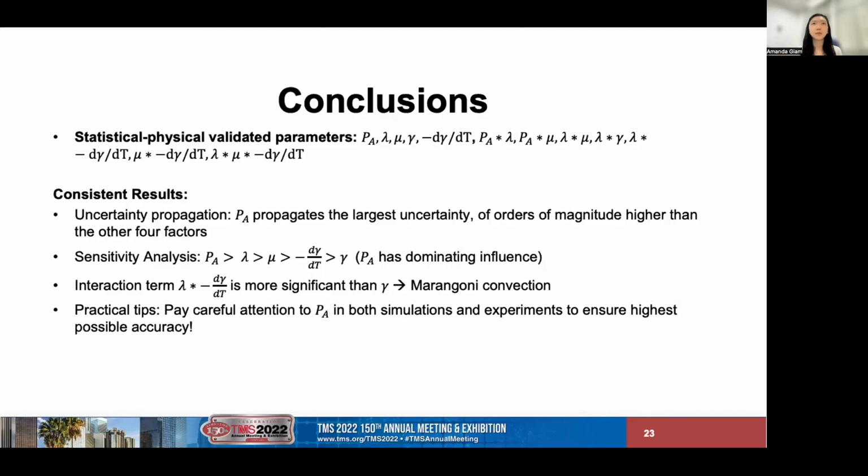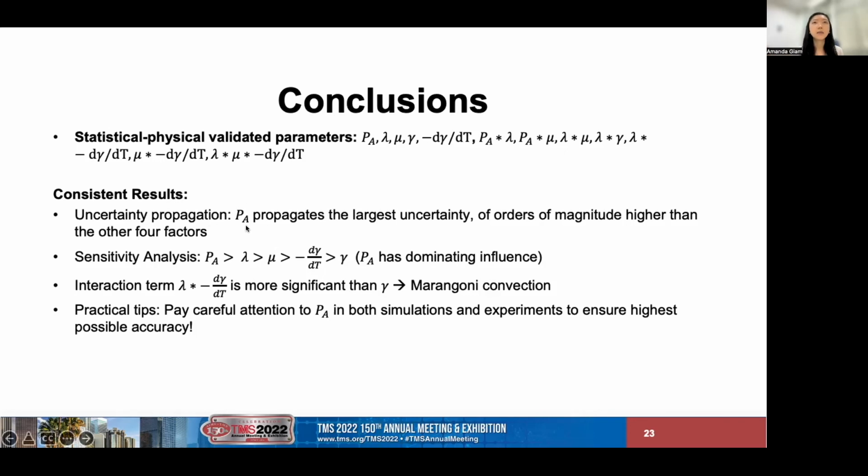And so I've come to the conclusion of my study, which is that these are the following 12 parameters that have been found to be significant, right? Not only from statistics, but from physics. And these are some consistent results we have gotten from the multiple analysis tools that we have used.